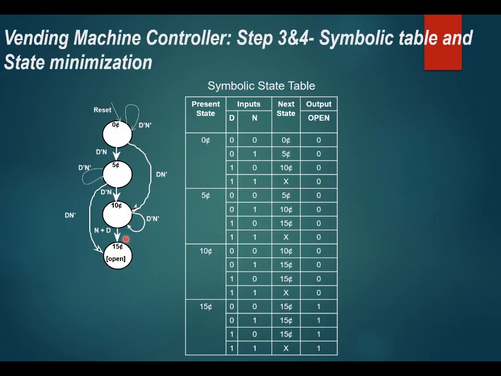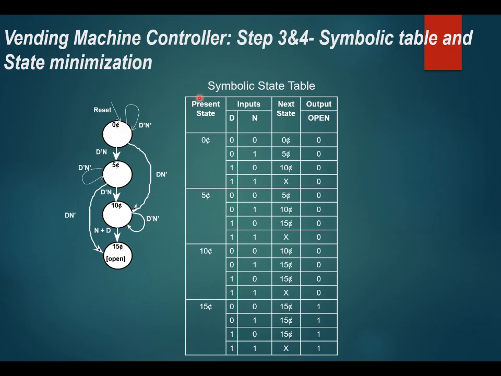So at the end, 15 cent, which means at least 15 cent has been received and accumulated, then the machine should produce open equal to 1 as the output, so that the signal can go to the next component, the mechanical component, to release the gum. Okay, so this is the optimized state diagram. You can translate it to the symbolic state table as step 3 in the design of finite state machine.